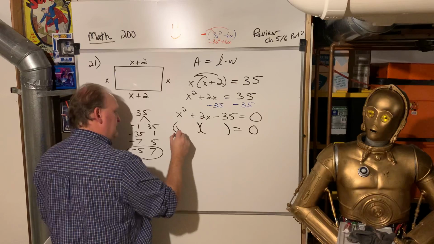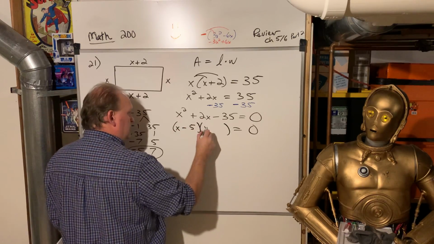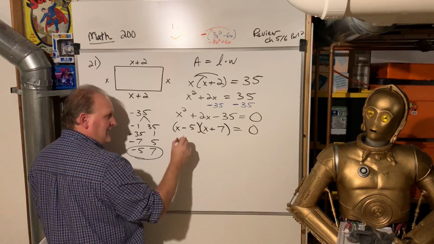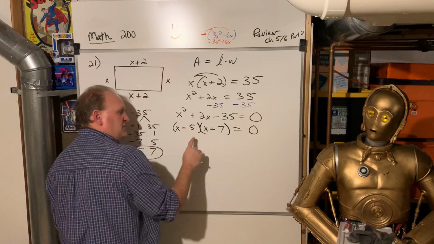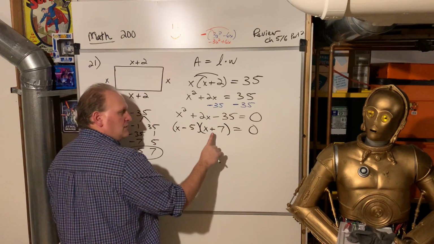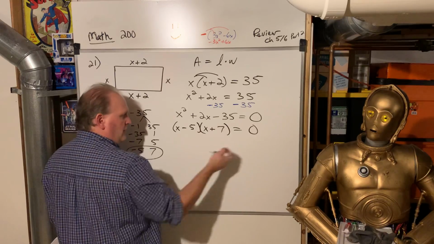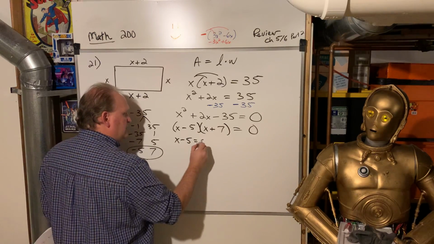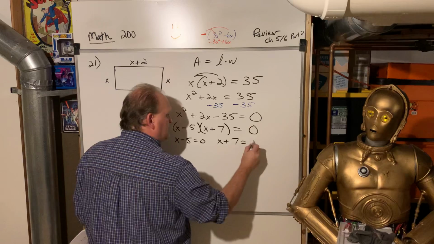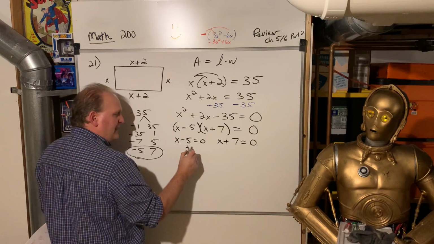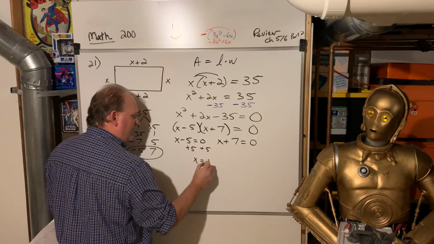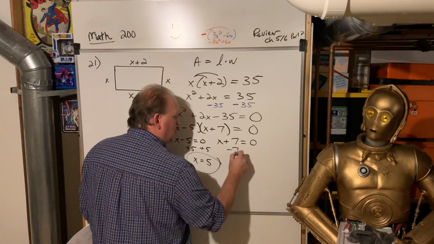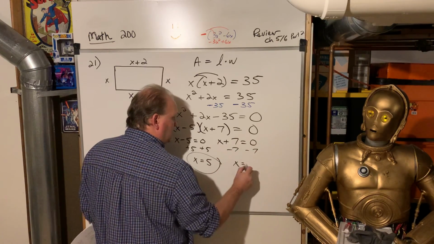But wait, there's more. Because now the only way to get to 0 through multiplication is if this is 0 or this is 0. 0 times anything is 0. So x minus 5 is equal to 0. x plus 7 is equal to 0. And now I add 5 to both sides. x is equal to 5. I subtract 7 from both sides. x is equal to negative 7.